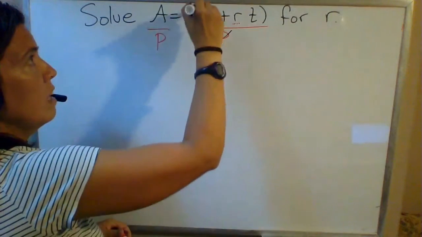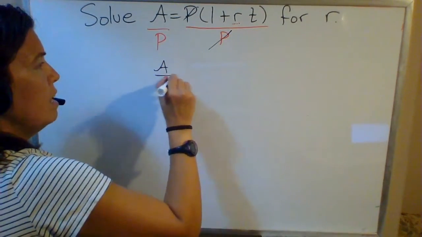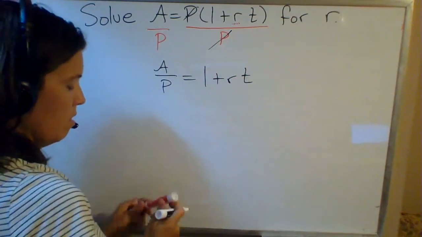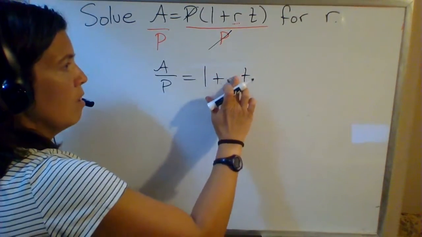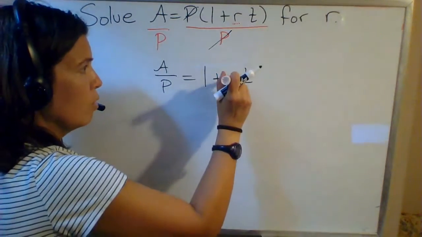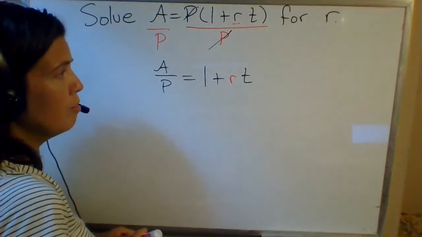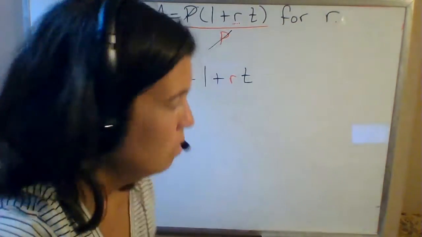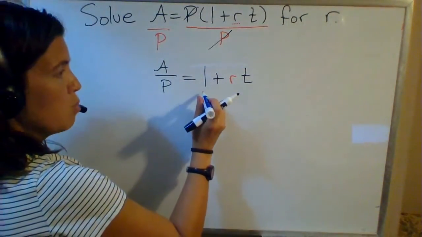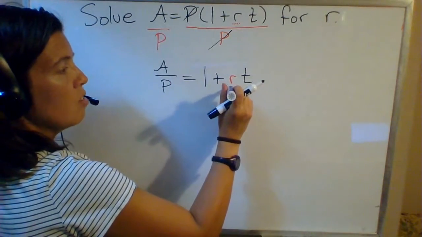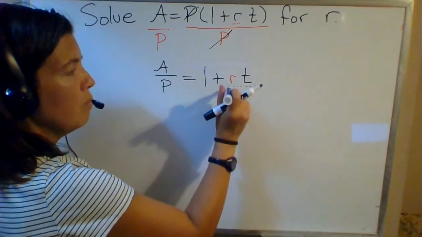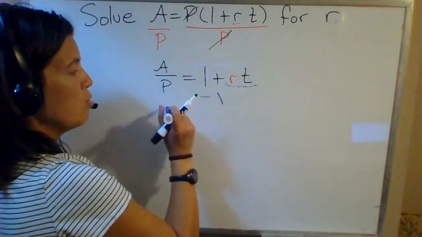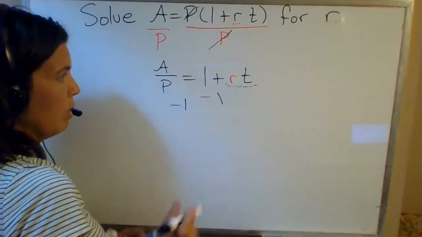On the right side here, that'll cancel the P's, and so we have A over P equals 1 plus R times T. And again, here I'm going to write the R in red so we can stay focused on it. The goal is to get that R by itself. So next thing would be to subtract the 1. So then we get at least this whole term. So in this sum, we want the part of it that involves R by itself. So I would subtract 1 from both sides at this point.